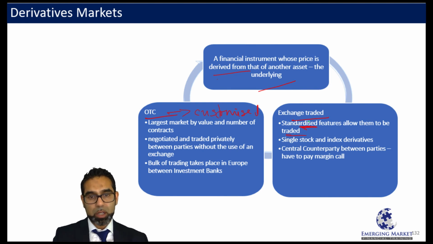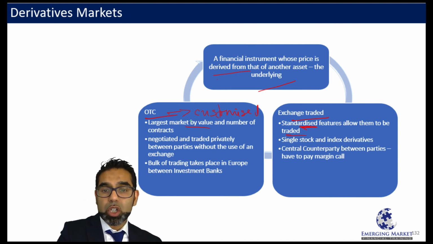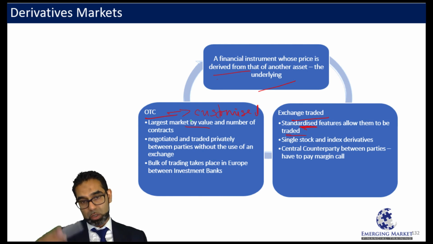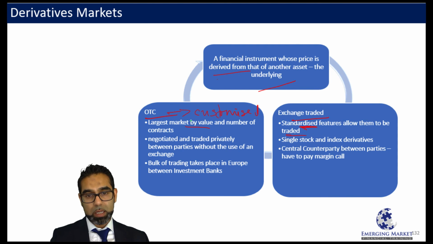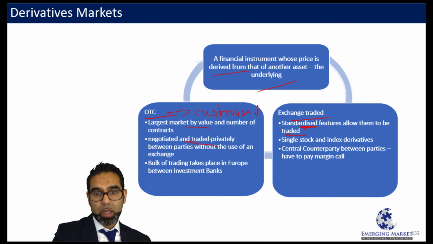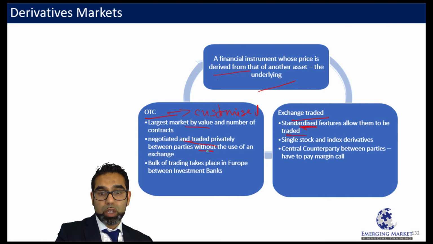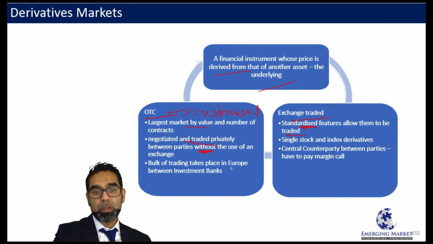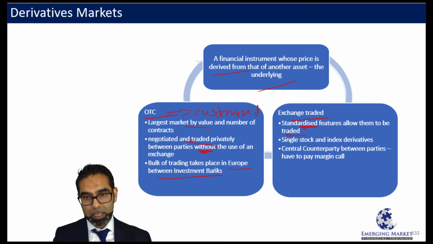It's made to measure. But OTC is the largest market by value and number of contracts, because you can go to the tailor so many times and in many different varieties. It's negotiated and traded privately, like with the tailor, between parties without the use of an exchange. The bulk of trading takes place in Europe between investment banks.